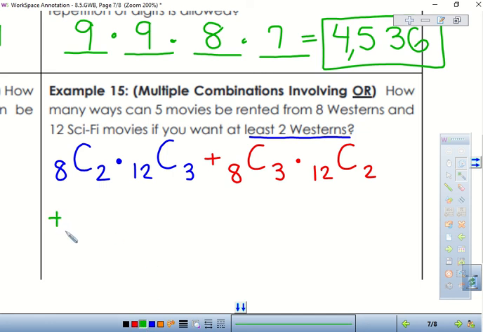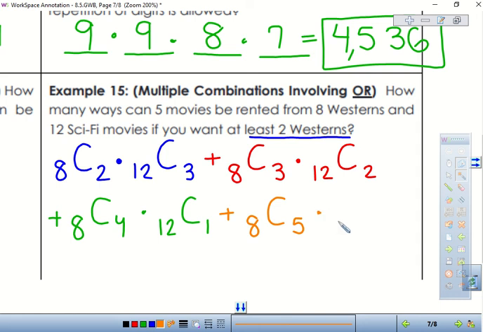Plus, or, what could also happen is we have 8, and we choose 4, times, good, 12 and we choose 1. Next one. We have 8 westerners and we choose how many of them? All 5. Meaning, we then have 12 sci-fi movies to choose from. We choose how many of them? 0. 0.